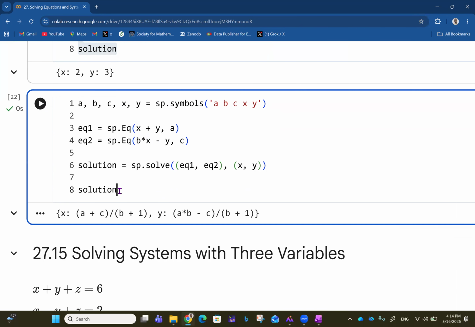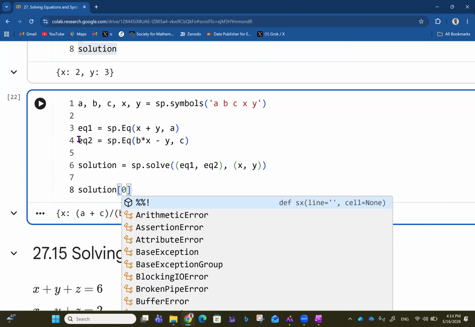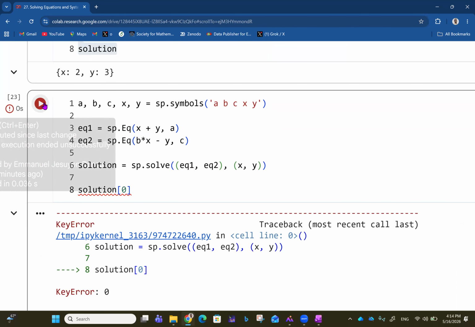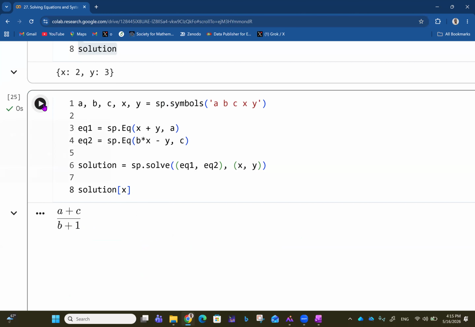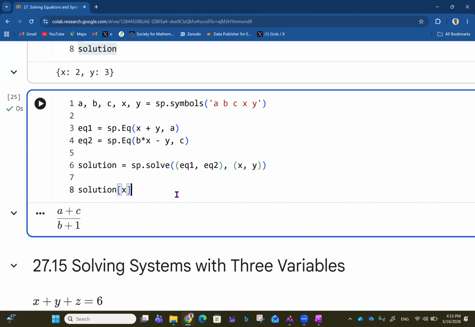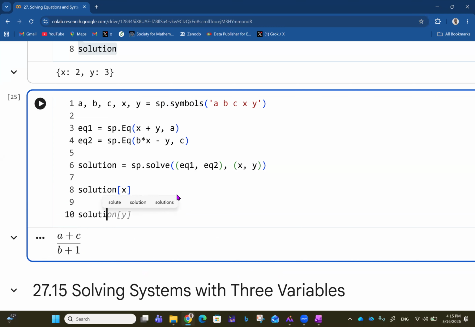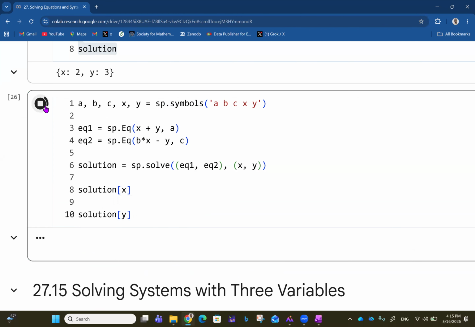I want to try something. I'm trying to say, what if I can do solution 0 and it gives just one part of it? Okay, that's not working. I was thinking I could get something. Maybe I can get just one part of the equation. Okay, what if I do solution x? I'm just trying to do something where, aha, yeah, this is what I was aiming for. So with this now, it brings it out very cool. So what if I do solution x and solution y? Does it work that way?